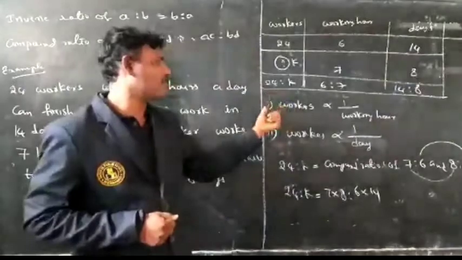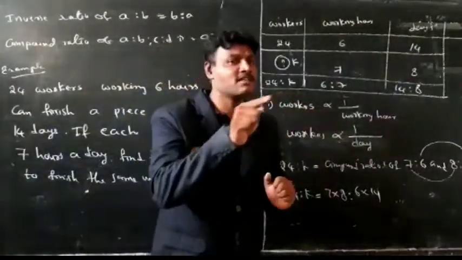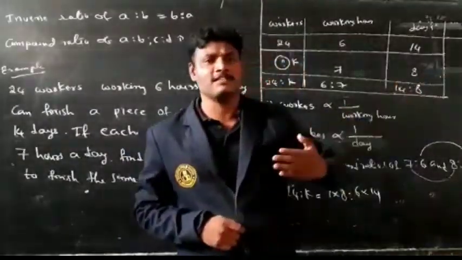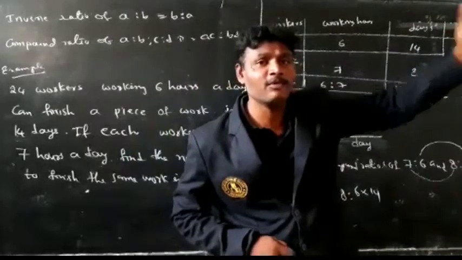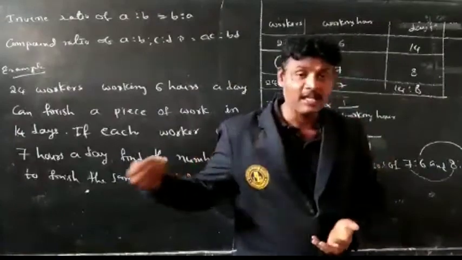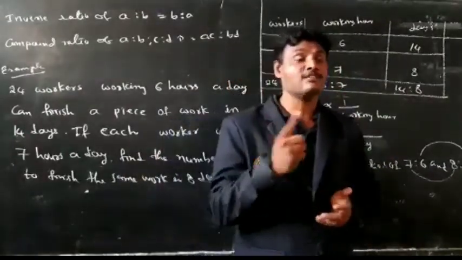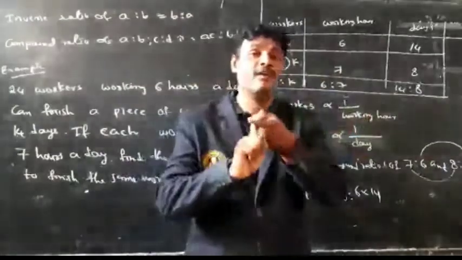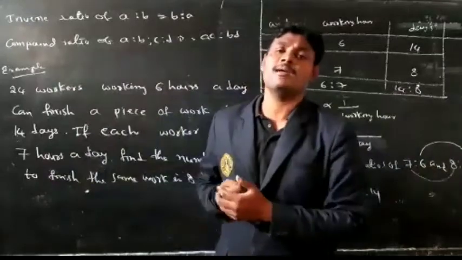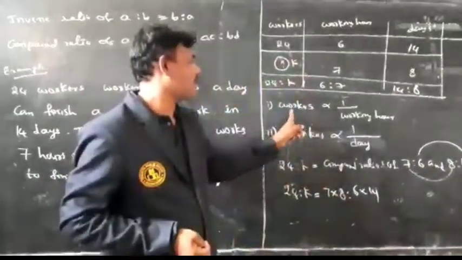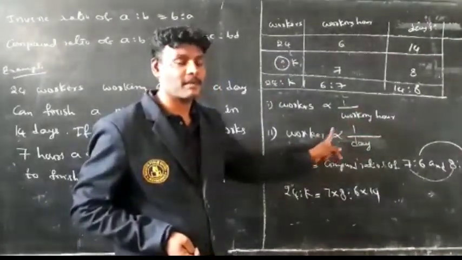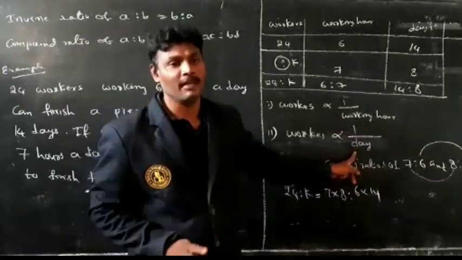Here, workers and working hours are always inversely proportional. Why? Because if working hours are less, it will take a long time to complete the work. If they work very fast, it will take less time to complete the work. And also workers and days are always inversely proportional. If workers are more, it will take fewer days to complete. See here. Workers are inversely proportional to working hours. Workers are inversely proportional to the days taken to complete the work.